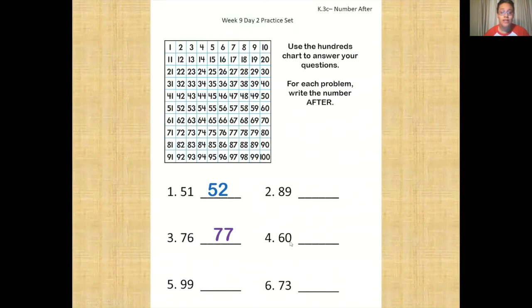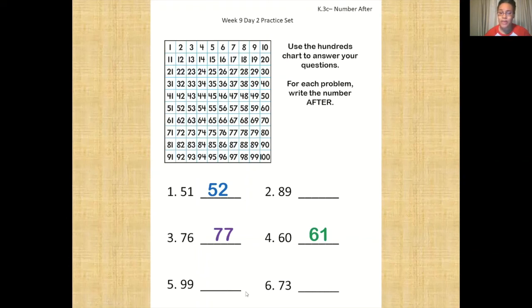Alrighty. Number 4, 60. This number ends in a 0. So that means we're going to the tens column. 10, 10, 10, 10, 10. Oops, 60. We're looking for the number after. There's nothing here. Remember, we have to go to the next row to find the number after 60, which is 61. You guys are great.